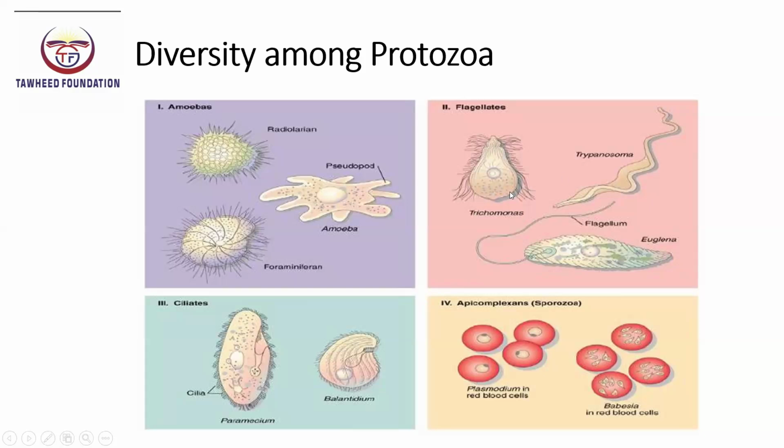So this image highlights the trophozoite stage, which colonizes the small intestine, and also shows cysts responsible for transmission via contaminated water. Third is ciliate protozoa.